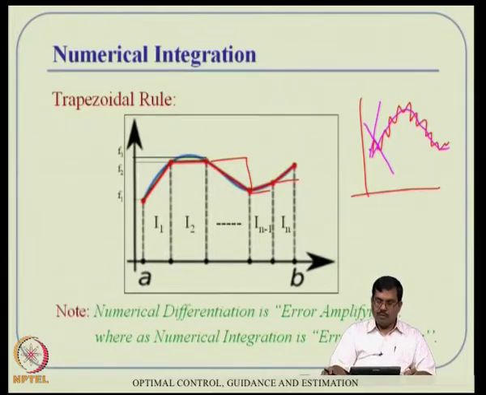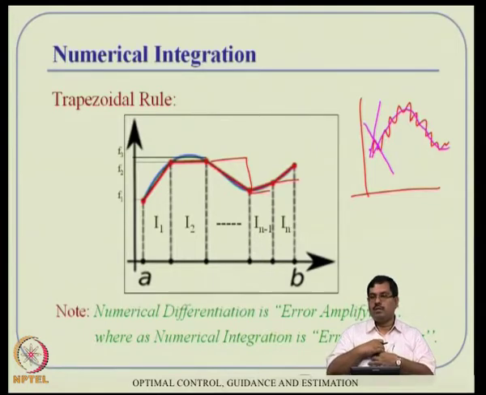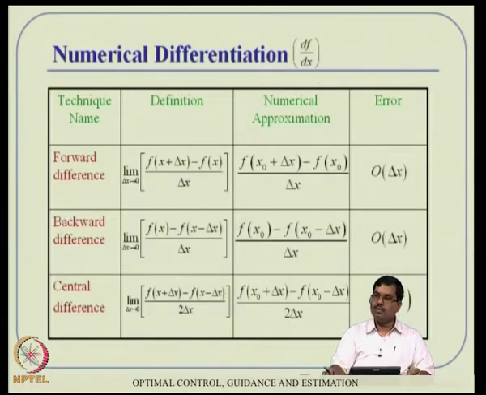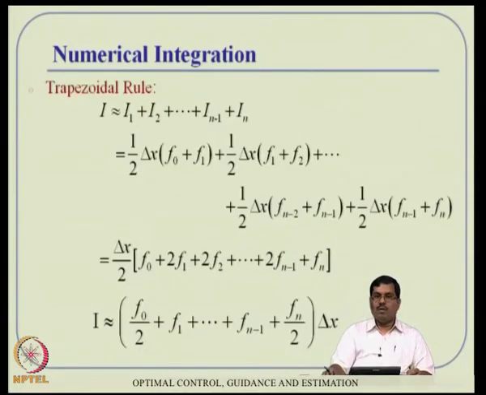So, if you generate a raw data set using your experiment, to do either differentiation or integration, do not do numerical differentiation directly. You can probably fit a polynomial and then take the derivative of that polynomial. That is the recommendation instead of directly taking numerical derivatives. Alright, so these are numerical integration.